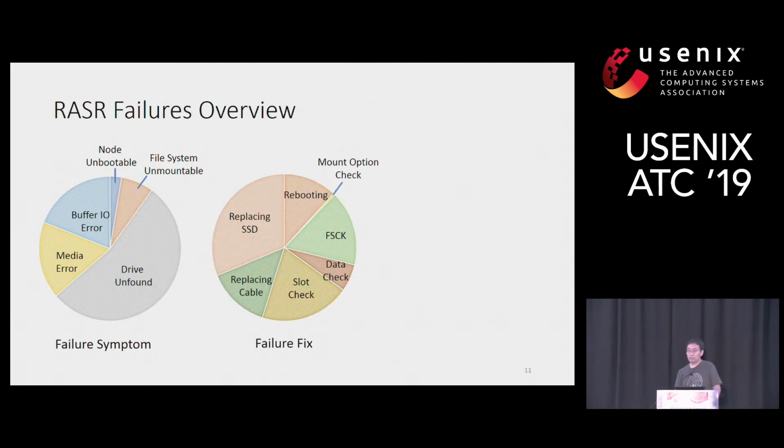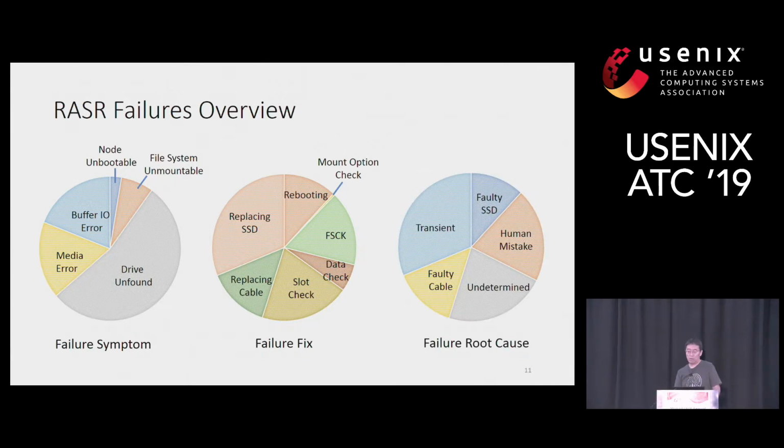Our on-site SREs have a fixed set of repair steps. They're symptom-based. They range from the simplest, node reboot, to the most expensive one, drive replacement. And then depending on which repair step actually fixes the failure, we give it a root cause. For example, if the on-site SRE fixed the failure with cable replacement, after he tried node reboot and running file system checks, we think the root cause is a faulty cable.